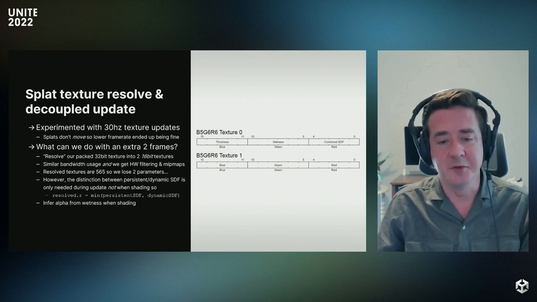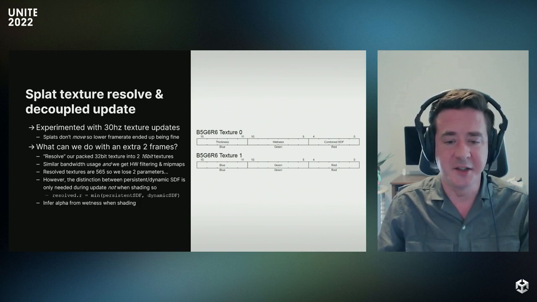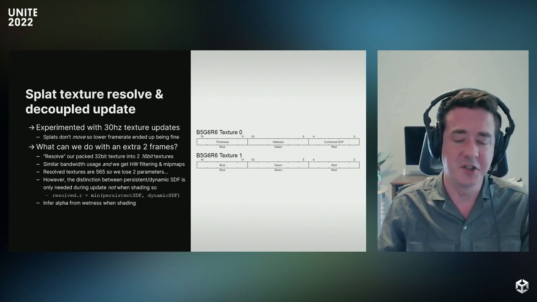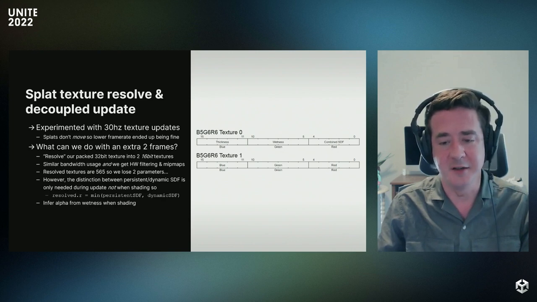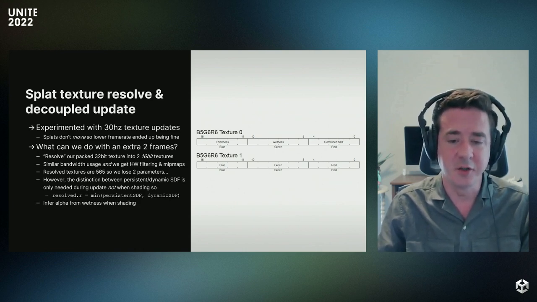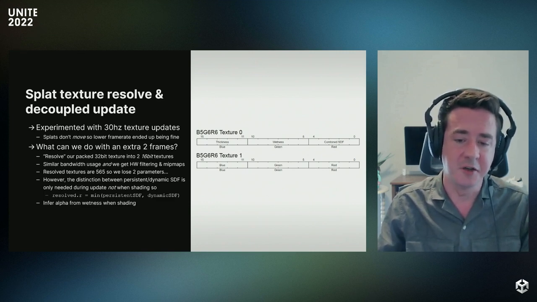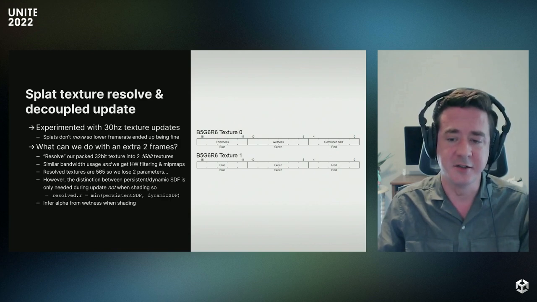However, it turns out this wasn't actually an issue, because the distinction between persistent and dynamic SDFs is only really needed during the update phase, not at shading. So we need to be able to have 2 separate layers for a persistent and dynamic SDF when we update, because the dynamic SDF should be able to subtract the persistent SDF, and the dynamic SDF needs to be able to evaporate. But when it comes time for shading, all we're actually doing is creating a mask from the silhouette of those 2 SDFs combined together. So we can just do that ourselves in the resolve. So we take the min of the persistent and dynamic SDF and store that in the red channel of our first 565 texture. And then, of course, just store wetness and thickness in the green and blue.